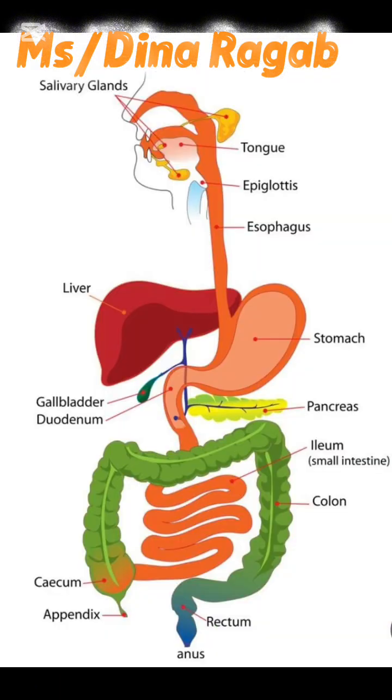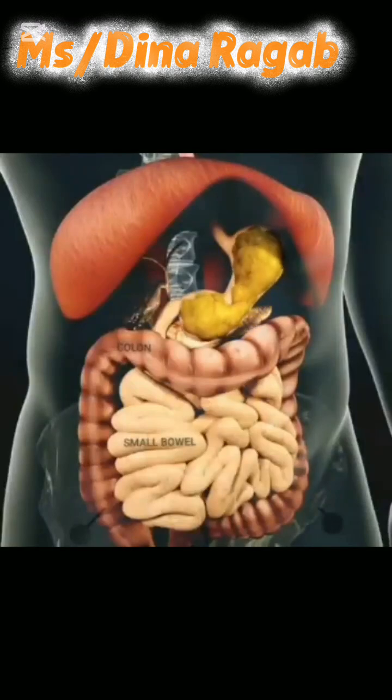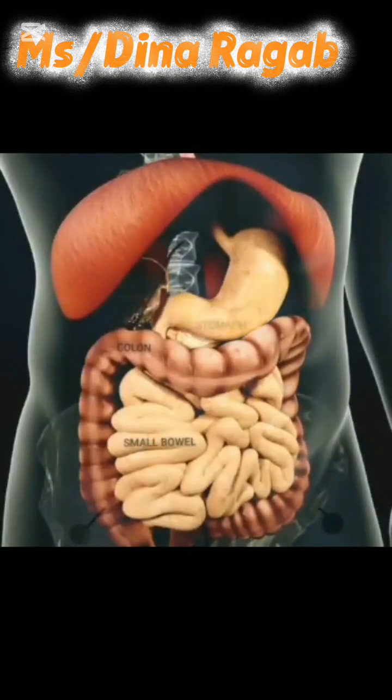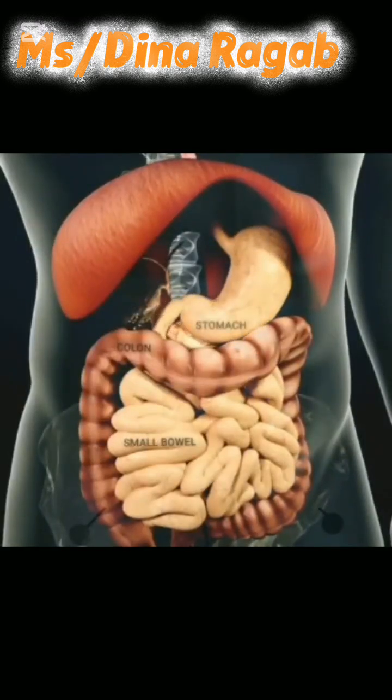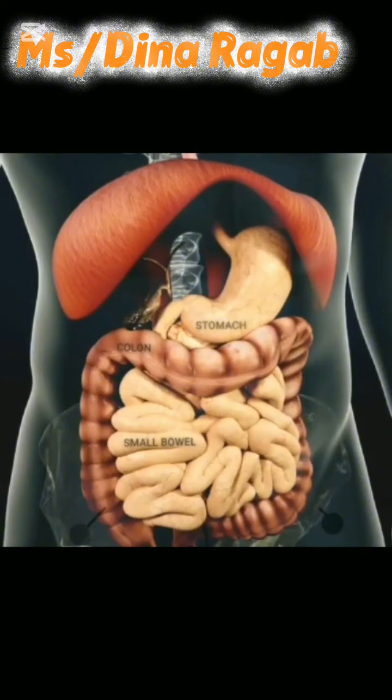Then the undigested food goes to the large intestine. In the large intestine, there is absorption of water from the walls of the large intestine. So the undigested food is converted into a solid waste. This solid waste can leave the body through the muscular opening called the anus.